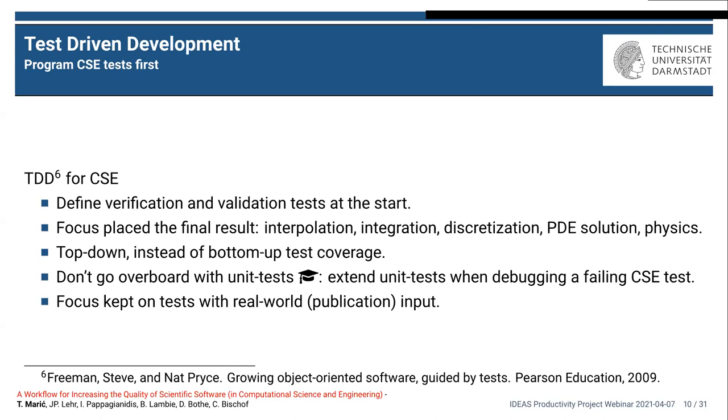So you want to get interpolation schemes, integration schemes, some discretization methods, PDE solutions, or even physics improved. And if we start writing tests for these things immediately, then we stay focused on what we want to actually reach with the research. This is a top-down instead of bottom-up test coverage, and we don't go overboard with unit tests. So we basically write CSE tests. We are doing some kind of optimistic test-driven development because we are hoping that the CSE tests are going to work. And when they start failing, and they will, we then extend unit tests for debugging a failing CSE test, only from this top-down approach.